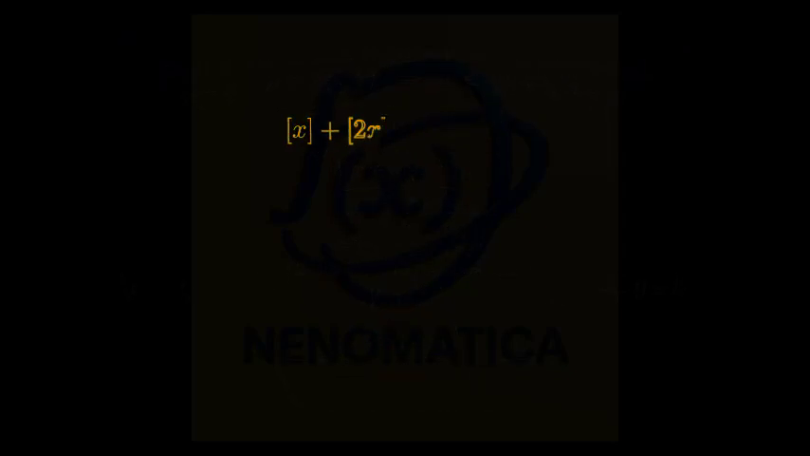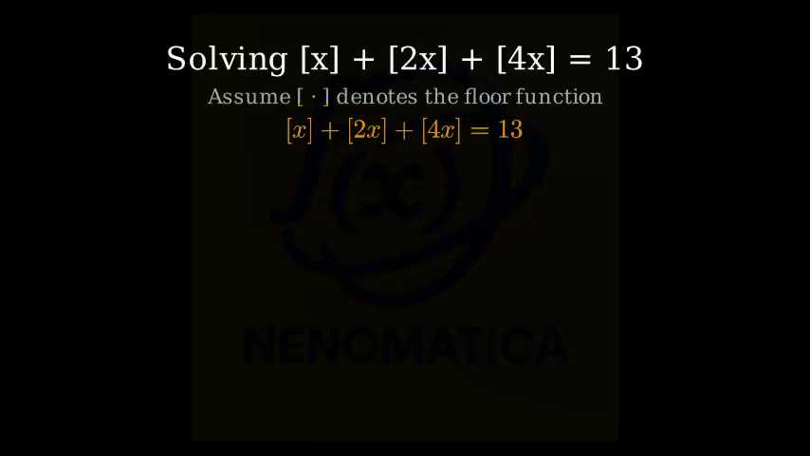In this lesson, we will solve the equation floor of x plus floor of 2x plus floor of 4x equals 13. Throughout this example, square brackets indicate the floor function. We will follow a structured algorithm: identify constants, decompose x into integer and fractional parts, analyze possible values, and test for integer solutions.